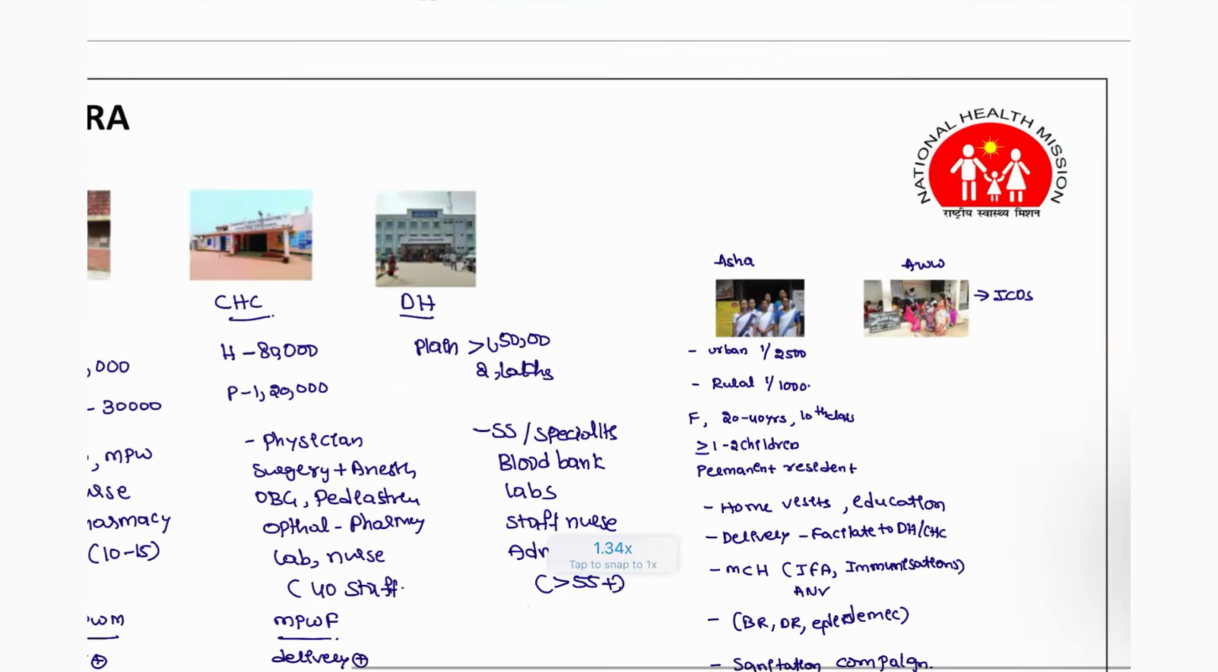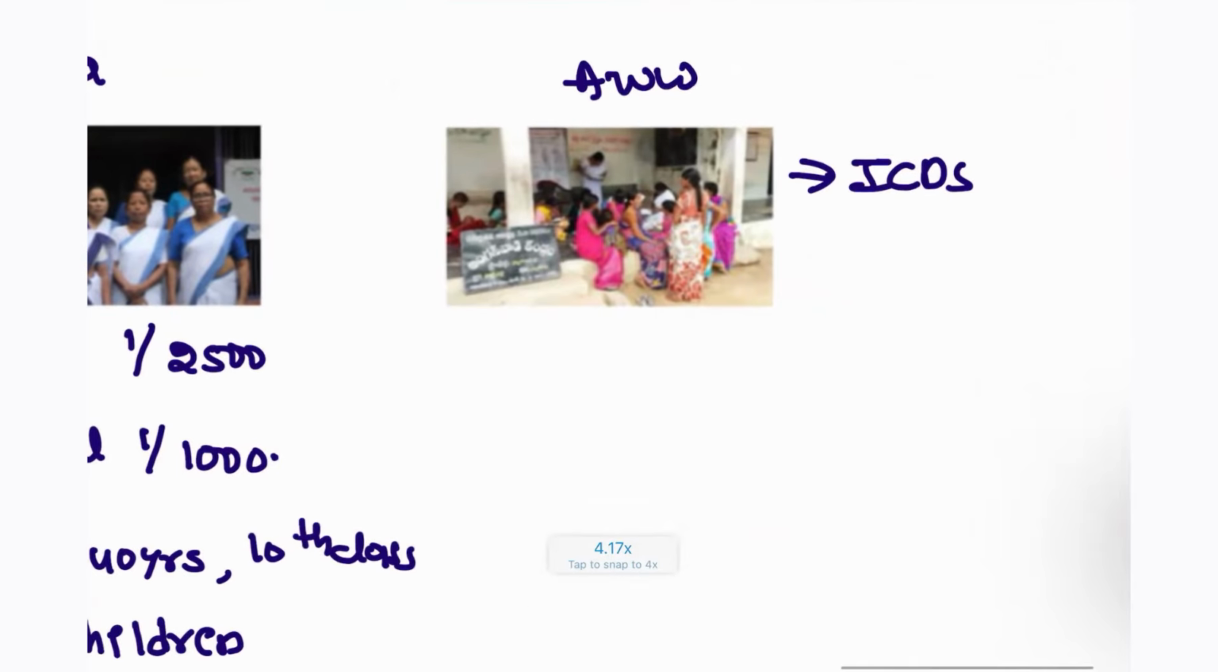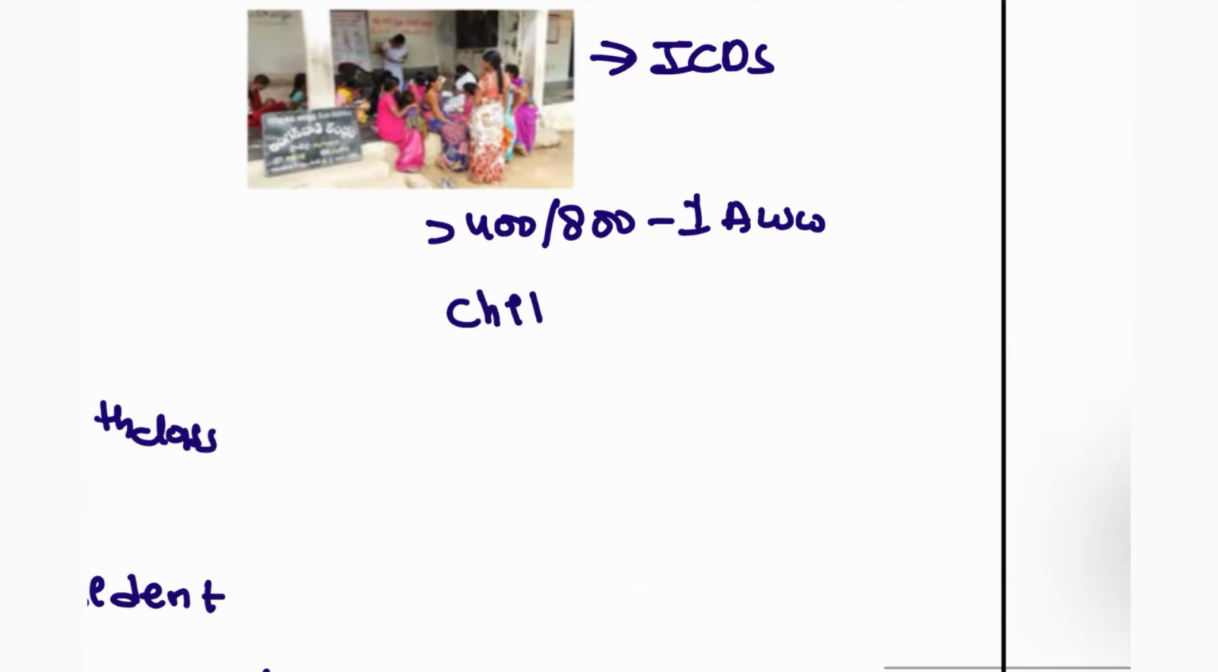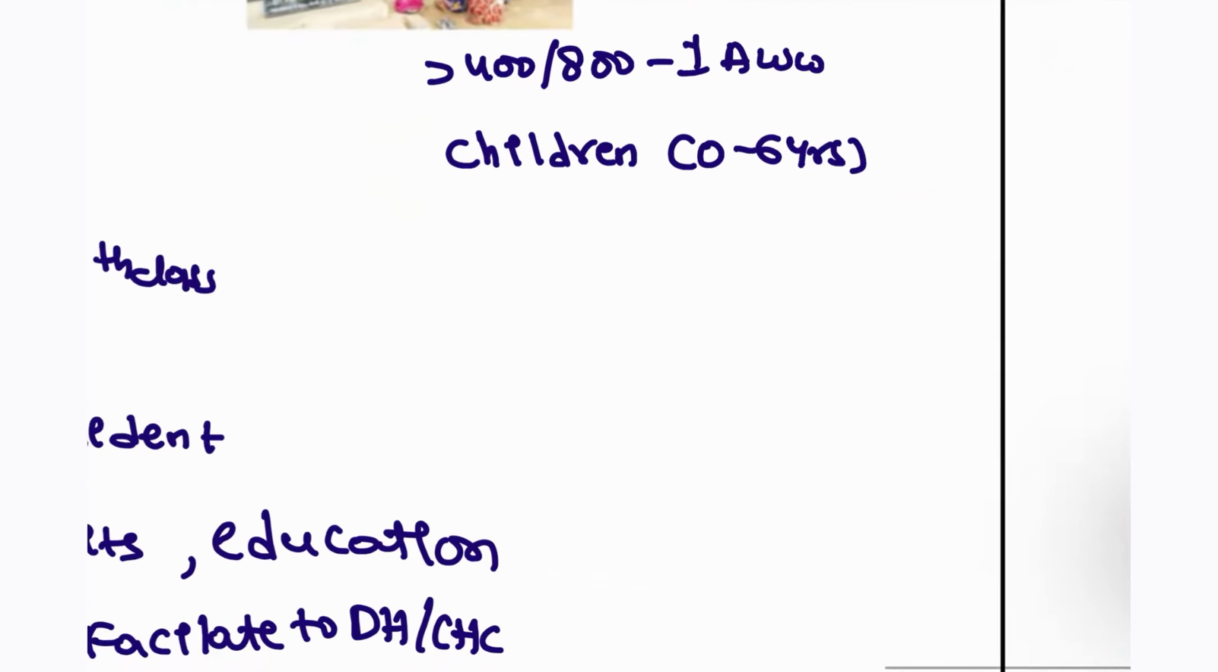Anganwadi worker. Basically at the Anganwadi, you are going to see mostly 400 to 800 population per Anganwadi worker. This is how we are going to see them. And what are their roles? Anganwadi workers especially look after the children 0 to 6 years.